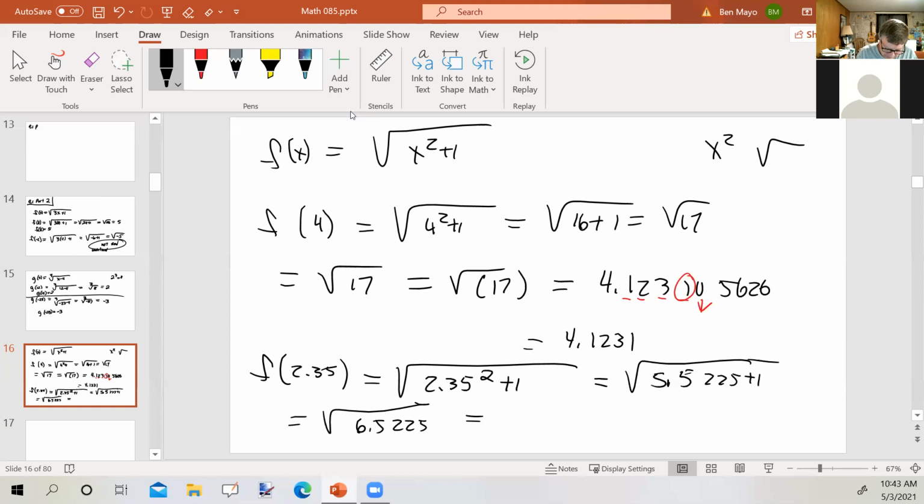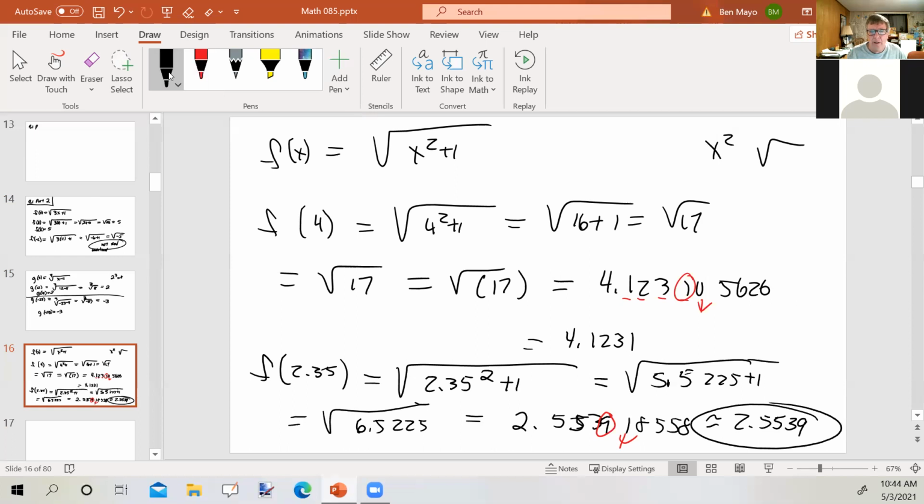And so let's see here, the square root of 6.5225 equals 2.55391855. But again, going to the nearest 10,000th, the one would round down. So we're going to get 2.5539 as our answer approximated to the 10,000th. Okay. Any questions about that or about the keys on the calculator? Alrighty then.